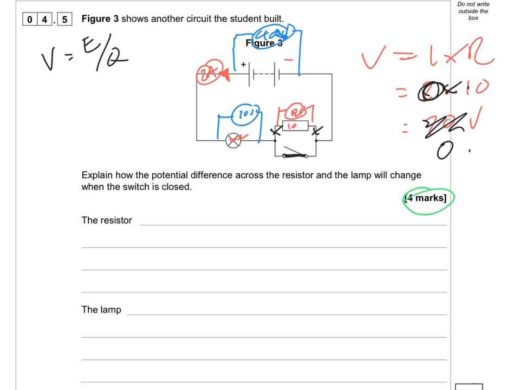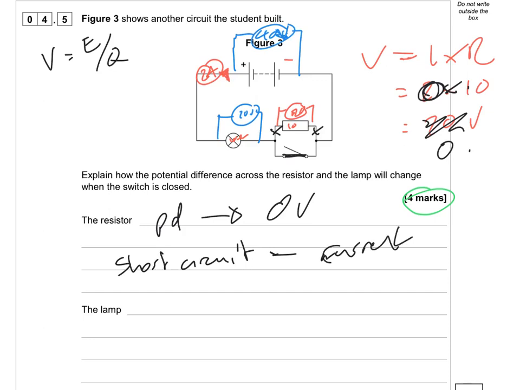So if we say potential difference goes to 0 volts, it's because of the short circuit, and the current, sorry, I'm writing current, flows through this short circuit.